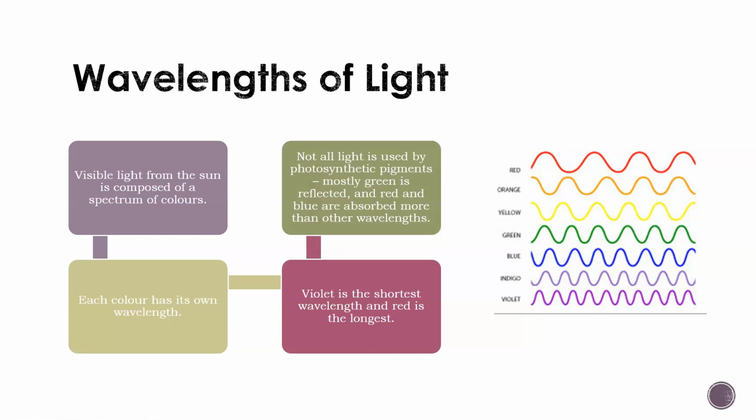Now, not all light is used by photosynthetic pigments. Mostly green is reflected, and red and blue are absorbed more than other wavelengths. That's interesting. What you need to remember, and this is part of the physics here, is that any colour you see is because that colour is being reflected back to your eyes. So the reason that plants look green is because the plant is absorbing all the other wavelengths of light and reflecting the green back.